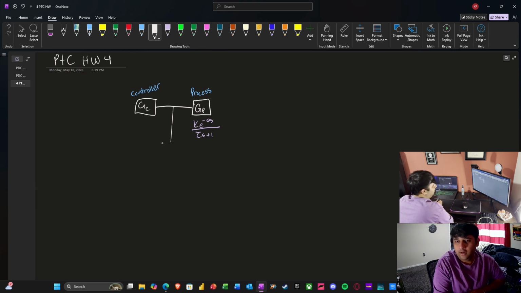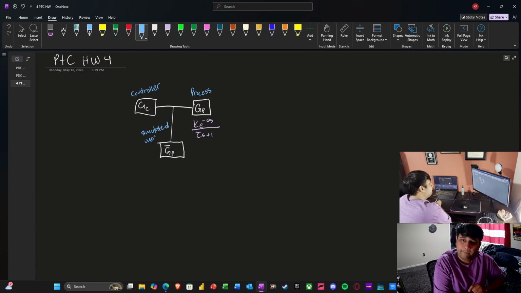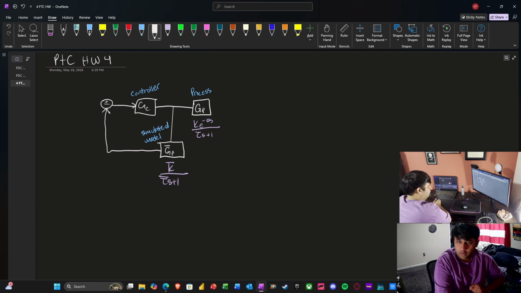This will help us simulate the model. So this is going to be G bar P, which is a separate process. It's going to be our simulated process, or simulated model, which we're going to represent with K bar over tau bar S plus 1, and our G bar P will be hooked directly to our controller, which is like this.